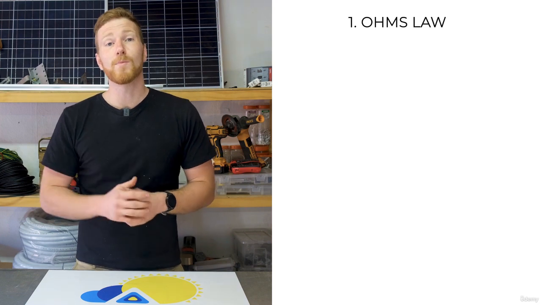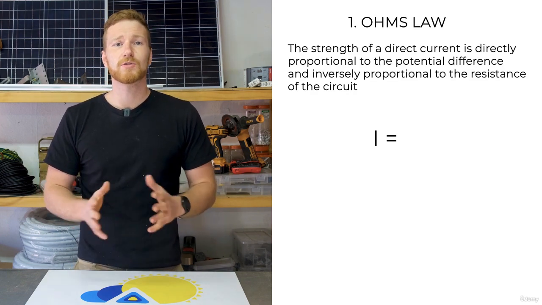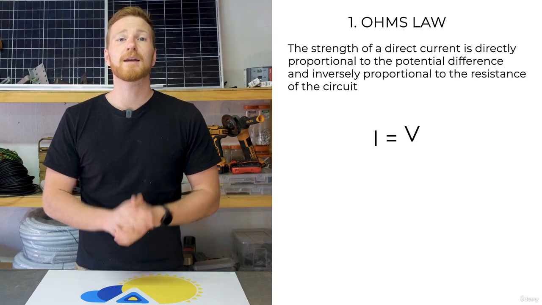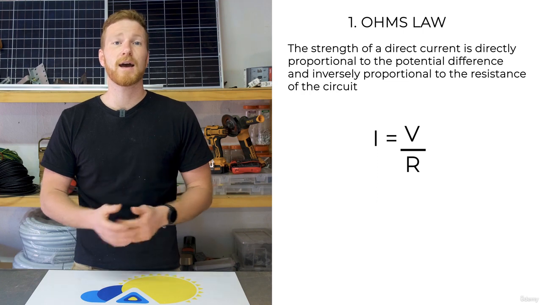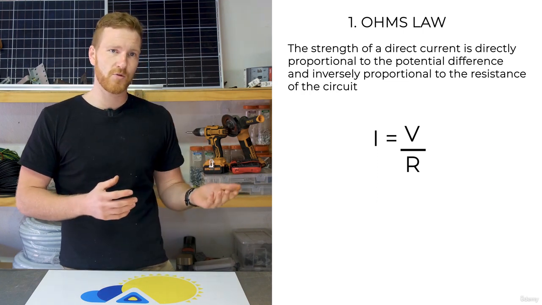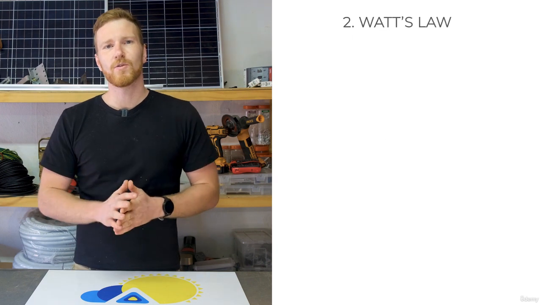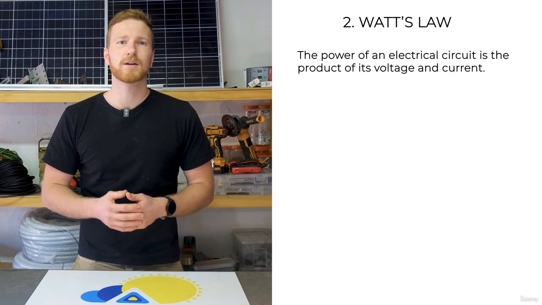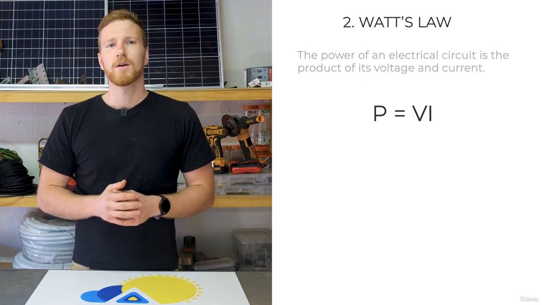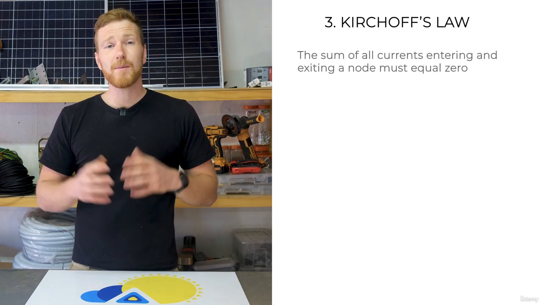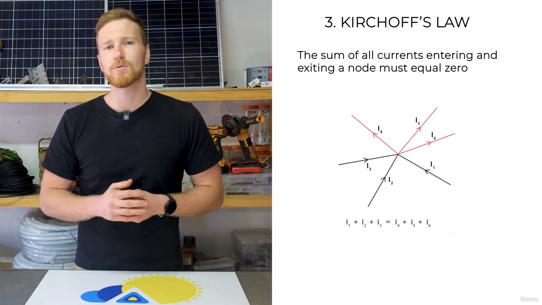Number 1, Ohm's law. The strength of a current is directly proportional to the potential difference and inversely proportional to the resistance of the circuit as described by this formula. Number 2, Watt's law. The power of an electrical circuit is the product of the voltage and current. Kirchhoff's law. The sum of all the currents entering and exiting the node must equal 0.